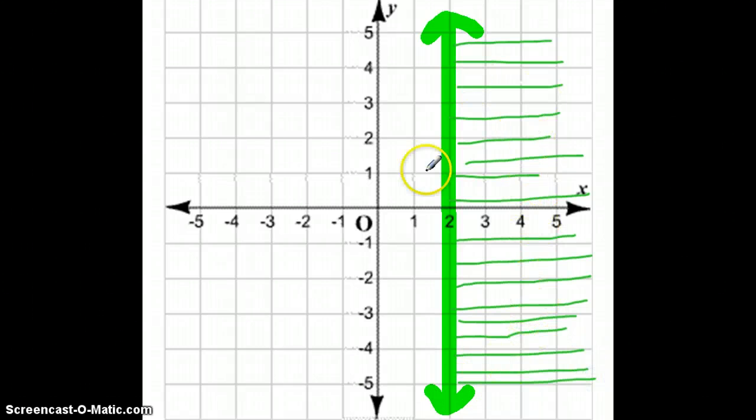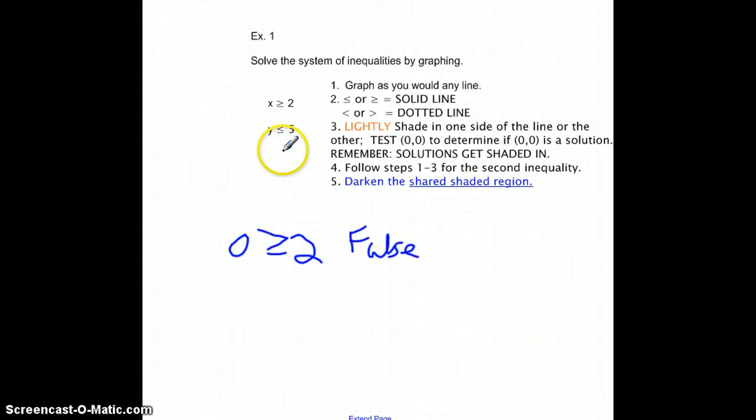I know the other day when we were practicing in class, we were all kind of scribbling. Just do it in one direction. You'll see why. I think that'll make it easier for you guys. Let's jump back and look at the second equation. Step 4 says follow steps 1 through 3 for the second inequality.